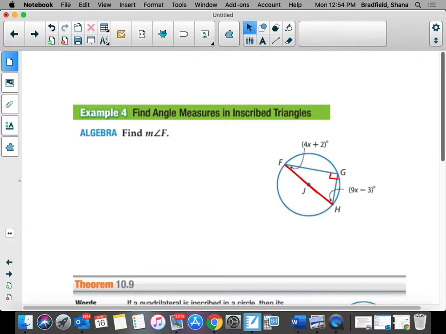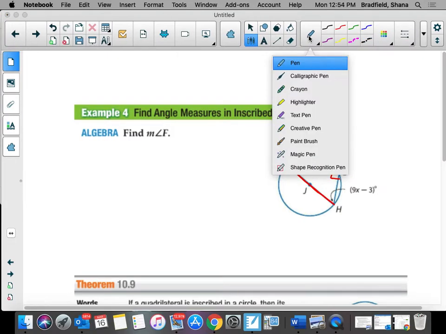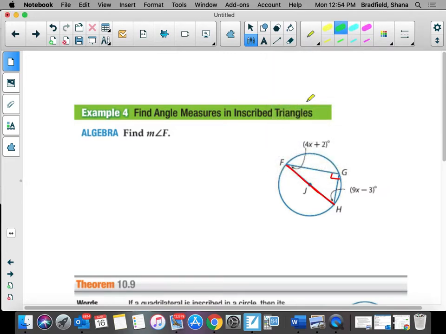Well, we keep in mind, again, we have a triangle here. And what do we know about the angles of a triangle? The triangle angle sum theorem says that the angles always add up to 180 degrees. So the measure of angle F plus the measure of angle G plus the measure of angle H is going to equal 180.